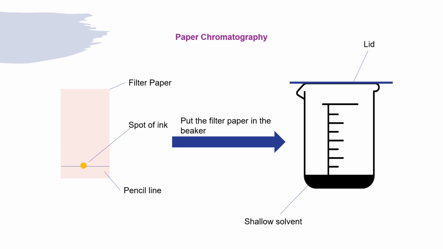8. If any of the dyes in the ink are insoluble in the solvent you've used, they will stay on the baseline. 9. When the solvent has nearly reached the top of the paper, take the paper out of the beaker and leave it to dry. 10. The end result is a pattern of spots, which is called a chromatogram.